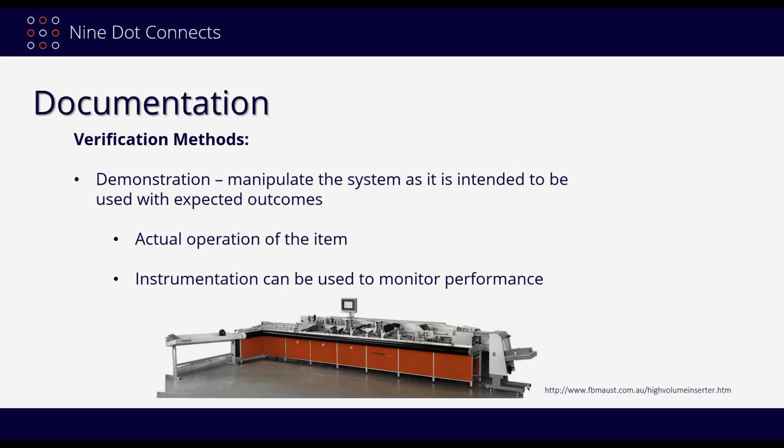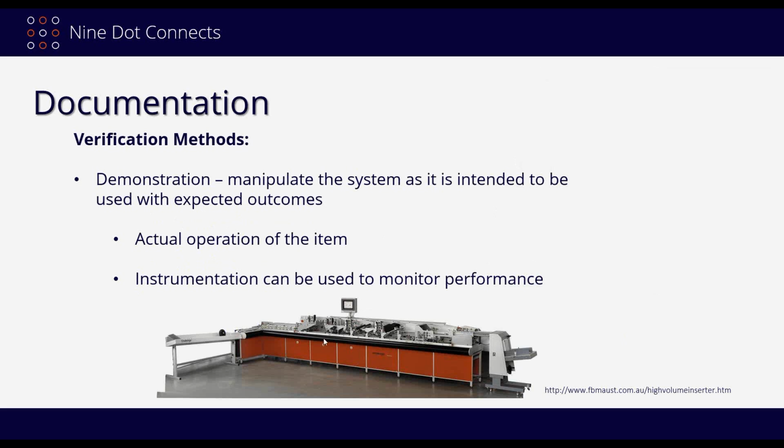Verification method of demonstration. This is manipulating the system as it is intended to be used with the expected outcomes. So this sometimes gets confused with test. We'll talk about test in a moment, but this is just the actual operation of the item, and you can put instrumentation like a voltmeter on it so that if you're trying to make sure that something's not drooping in power, or if you're just trying to monitor something, you can do that, as long as the instrumentation does not interfere in any way with the operation of the system.